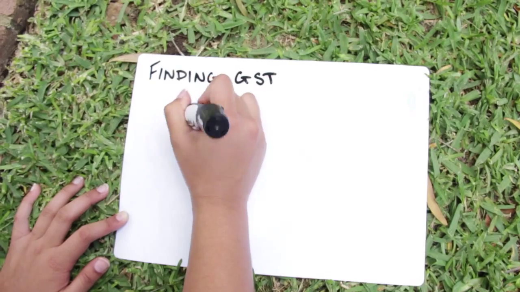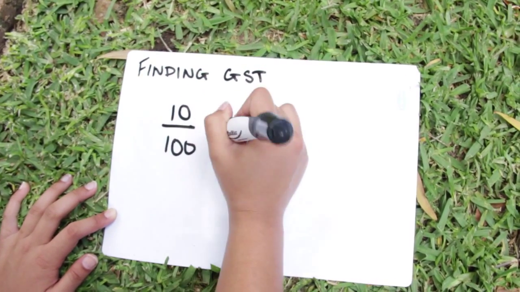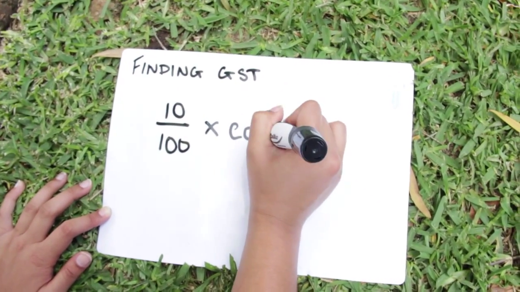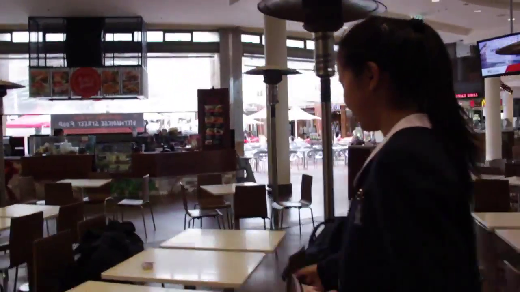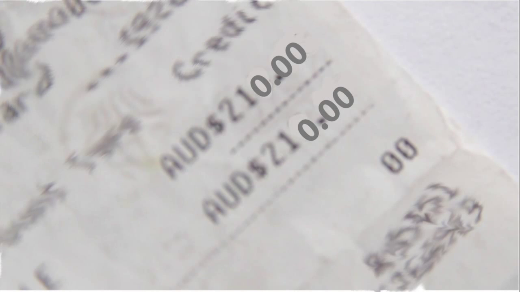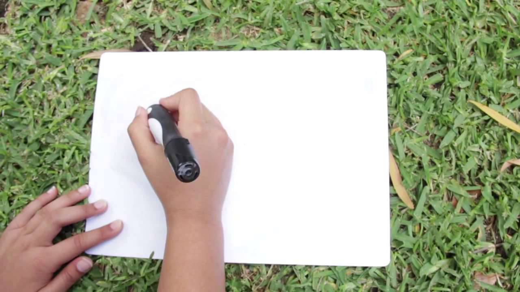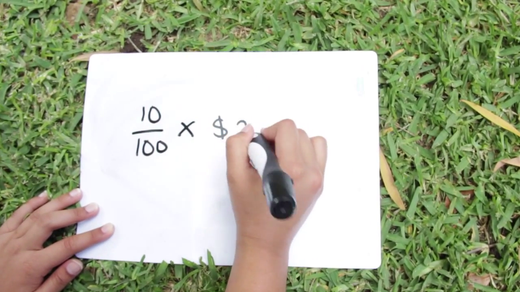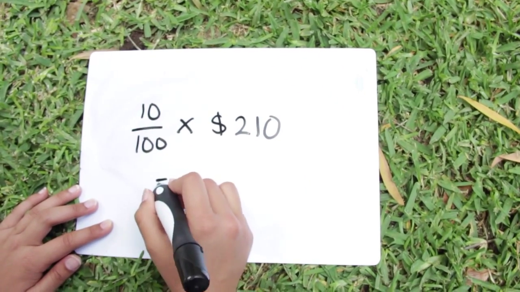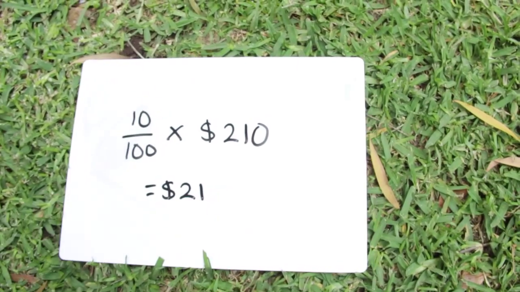To find GST, you would have to multiply 10 over 100 by the cost. For example, Joan is out with her friends and she is paying for dinner. The bill comes to $210. Joan wants to find out what the GST will be for the cost given. In this case, to find the GST, you would need to multiply 10 over 100 by $210, giving the answer of $21.